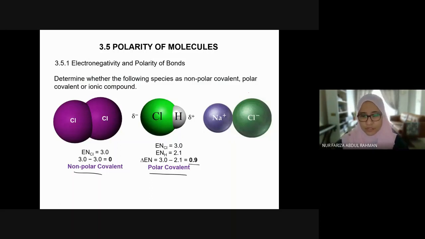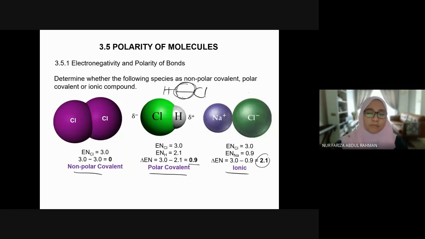Okay, sodium chloride. Minus this, 3 minus 0.9, we got 2.1. So this is considered ionic. So this is just to determine the polarity of the bond. For this bond, we want to determine whether it is polar or non-polar. So the obvious one, I mean, more accurate, is that we calculate, we have the value.